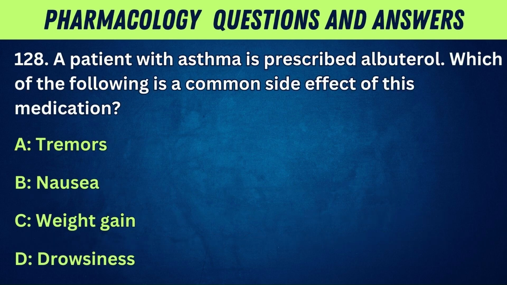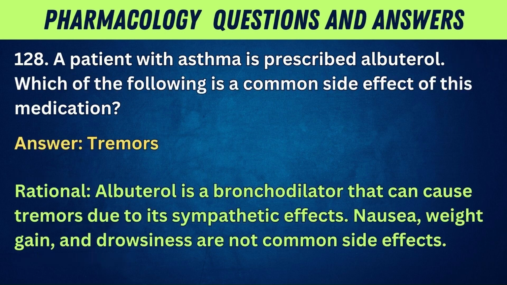128. A patient with asthma is prescribed albuterol. Which of the following is a common side effect of this medication? A. Tremors. B. Nausea. C. Weight gain. D. Drowsiness. Answer: tremors. Rationale: albuterol is a bronchodilator that can cause tremors due to its sympathetic effects. Nausea, weight gain, and drowsiness are not common side effects.